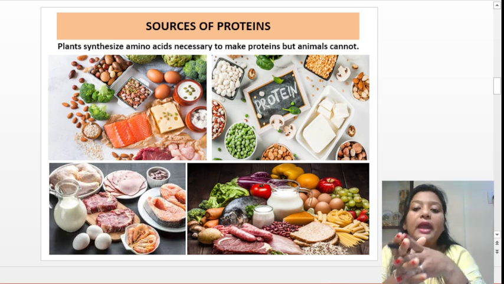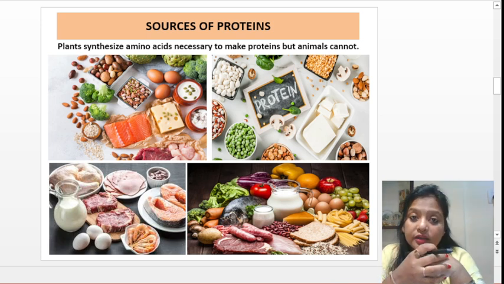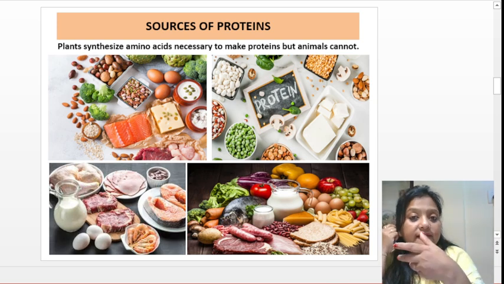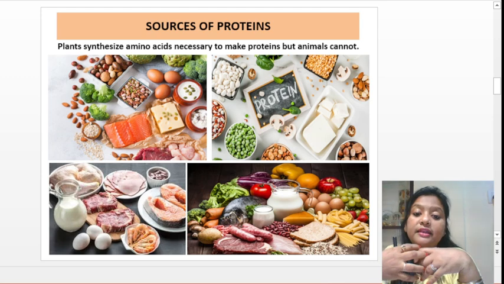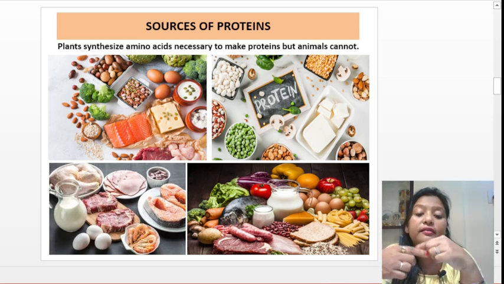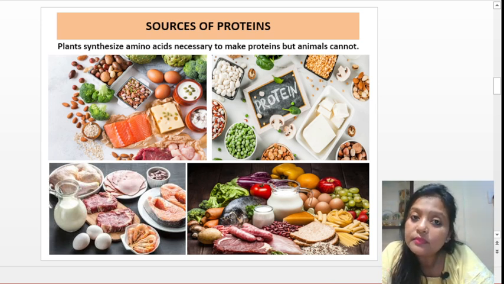Now see, these are the sources of proteins. Remember one thing: animals cannot synthesize proteins. This is why we are dependent on other sources of protein, like plants. Plants can synthesize the amino acids which make proteins. So what do we take for proteins? We take milk products like paneer, we take mushroom in vegetables, then we take eggs, milk, and mostly animal fats. Animal proteins like fish, then meat, prawns, all these things.